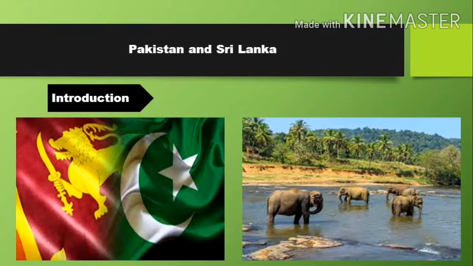Pakistan and Sri Lanka. Sri Lanka is an island country surrounded by sea on all sides. It is situated in the Indian Ocean. Its main sources of income are fishing, tea, coconut and rubber, which are plentiful in Sri Lanka. Sri Lanka exports these goods and earns enough foreign exchange through these products.